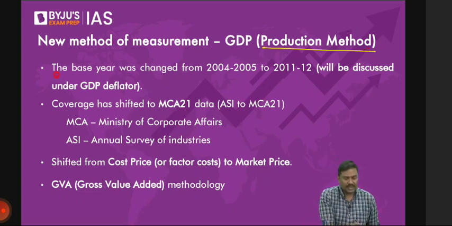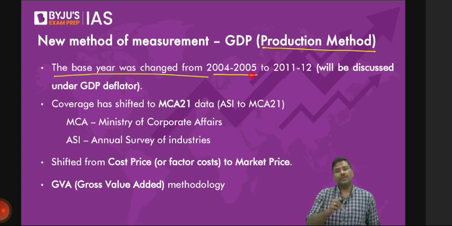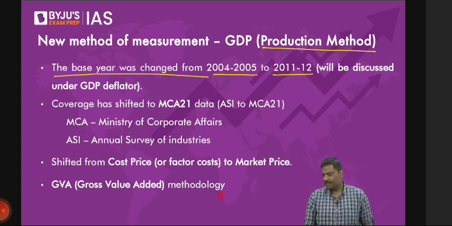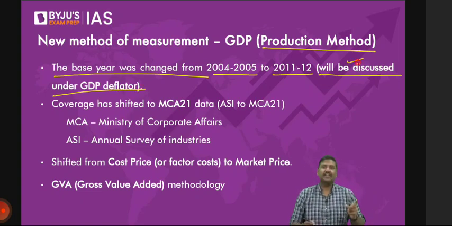Let me start. First one is, we changed the base year. For the calculation of GDP, we changed the base year. Earlier, the base year was 2004-05. Now the base year is 2011-12. Now please read what is written in front of this. It will be discussed when I discuss the GDP deflator. Why?